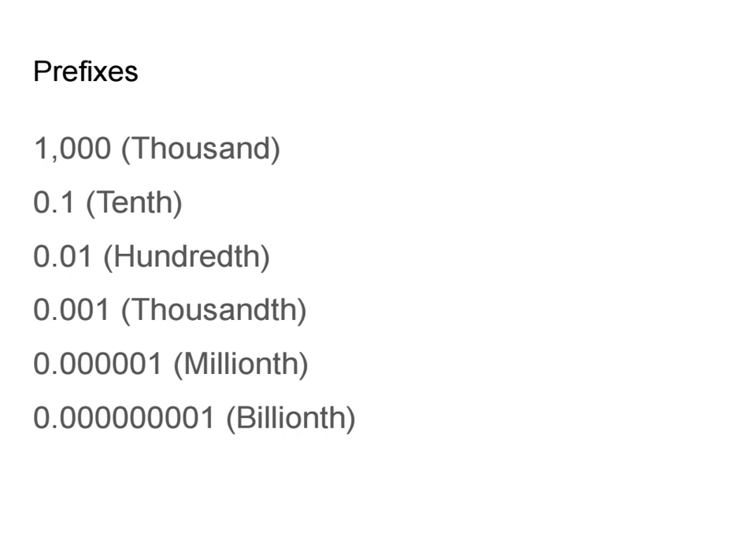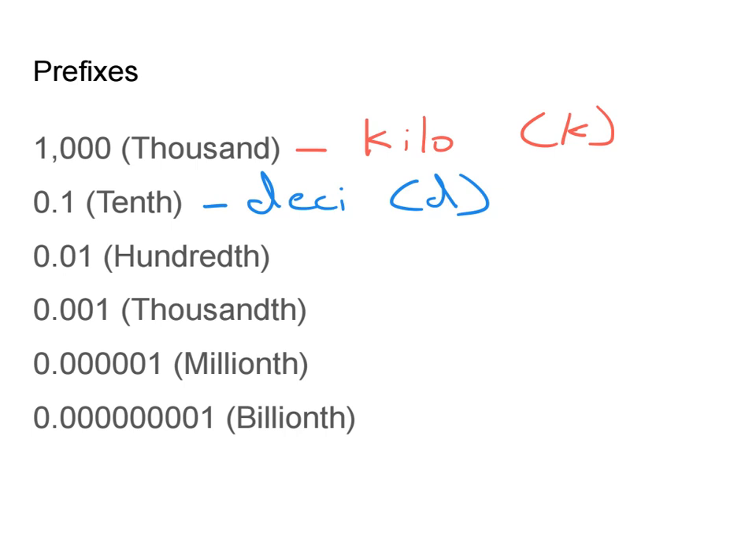So here are our most common prefixes that I want you to know. For something that's 1,000 times bigger than our base unit, we're going to use kilo, which is abbreviated K. Now for something that's 1/10 as big, that is deci, which gets a little d. 100th is going to be centi, which gets a little c.